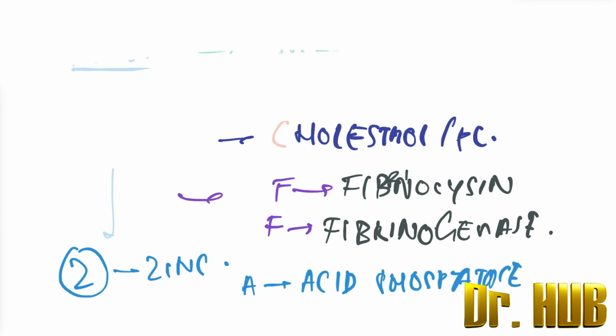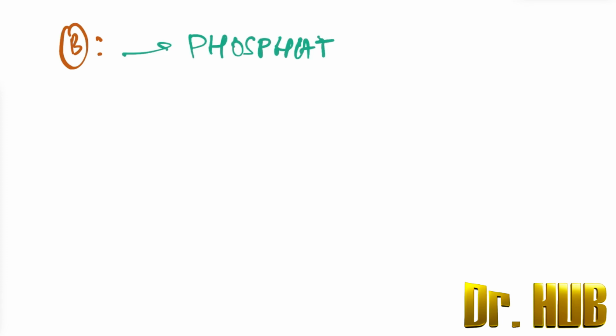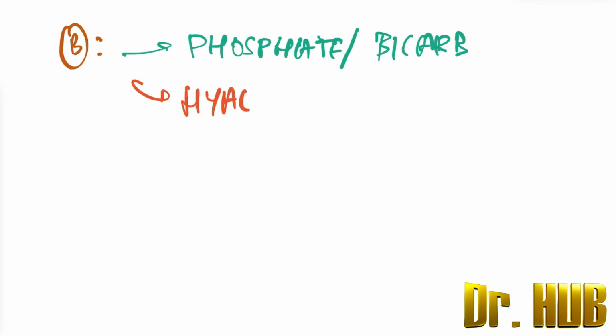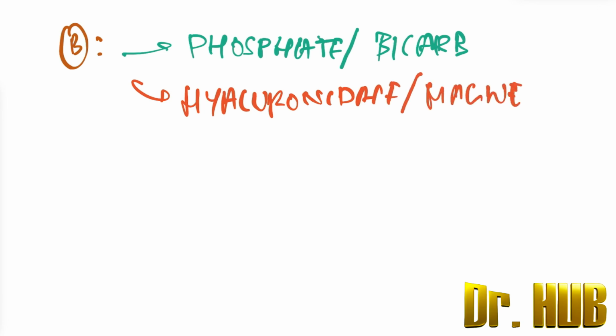Now we move ahead with the buffers. So what are the buffers? Under buffers, it includes the phosphate. Next is the bicarbonates, so bicarbs. And there is also the H for the hyaluronidase, and M for the magnesium.